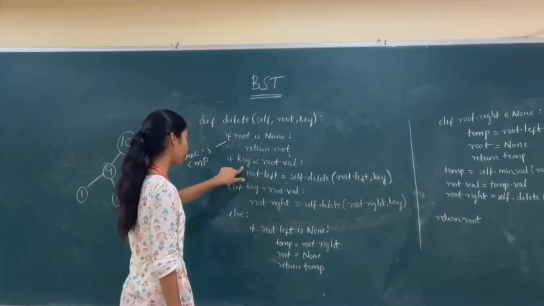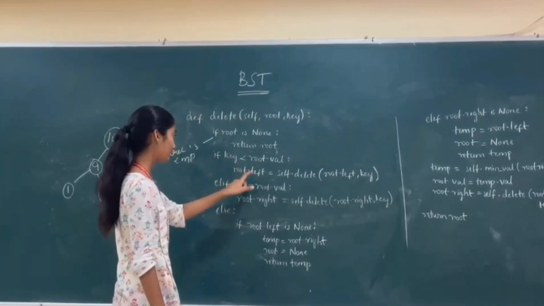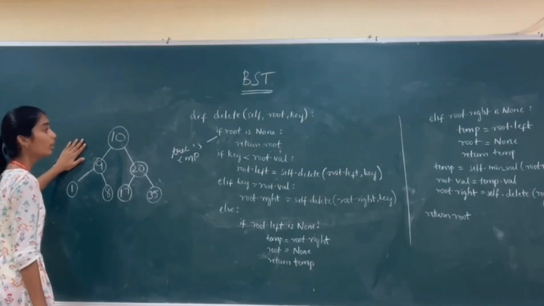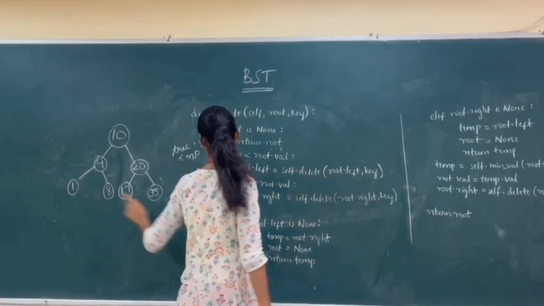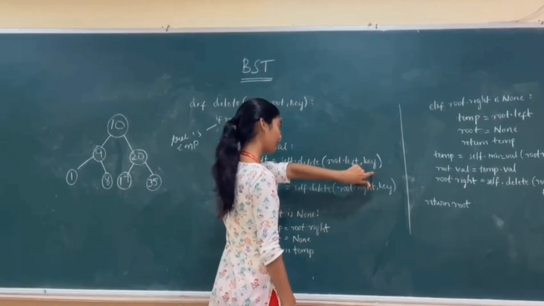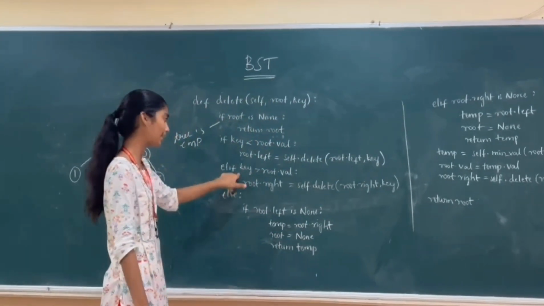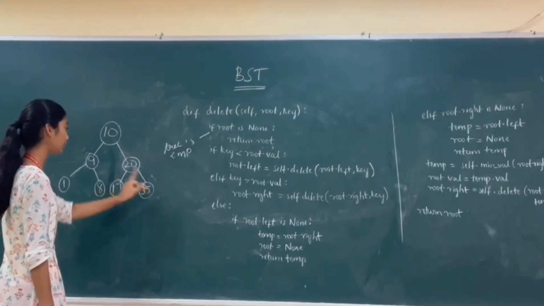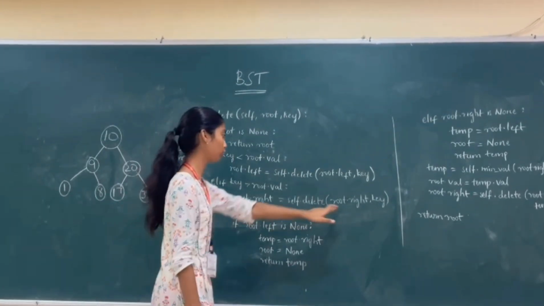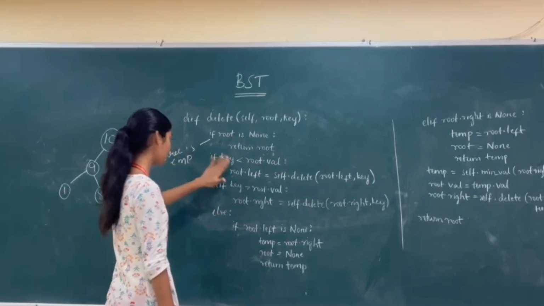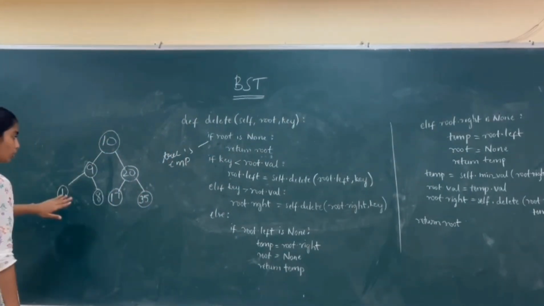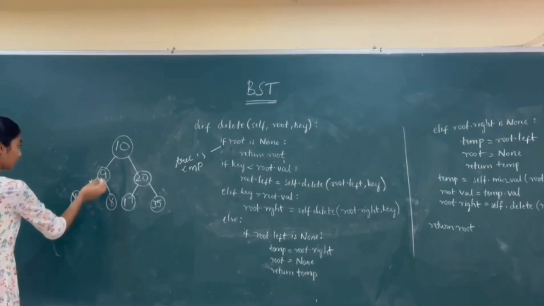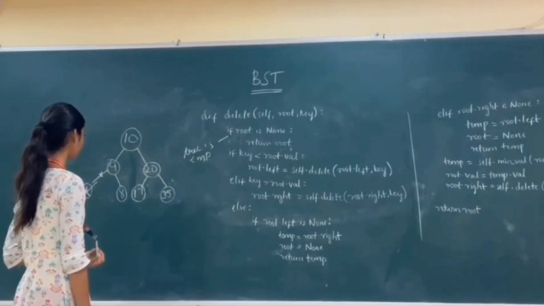If the key, which is the element you want to delete, is less than the root value, then you have to travel to the left side of the root node and delete the element from the left subtree. If the key is greater than the root value, then you have to travel to the right subtree and delete the element at root dot right. Let's see these conditions. Now I want to delete a leaf node. Then you can directly delete this link. There is no problem in such a case.